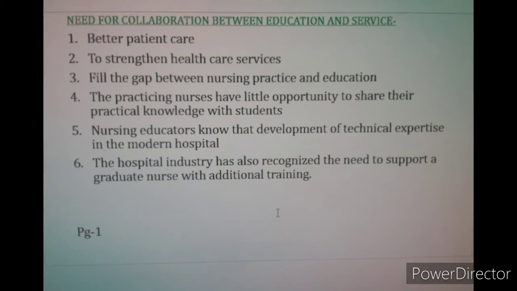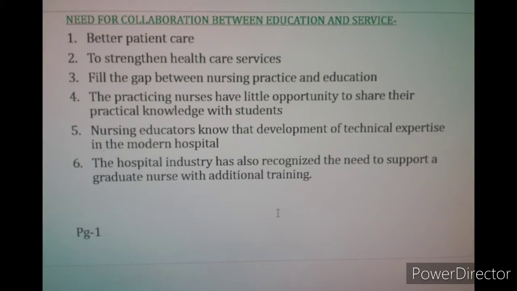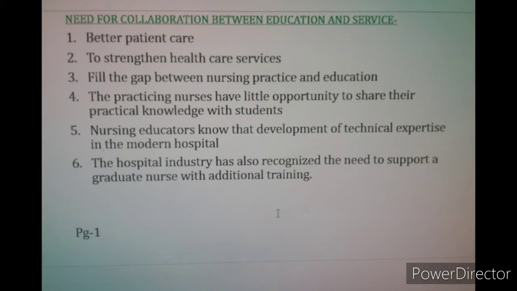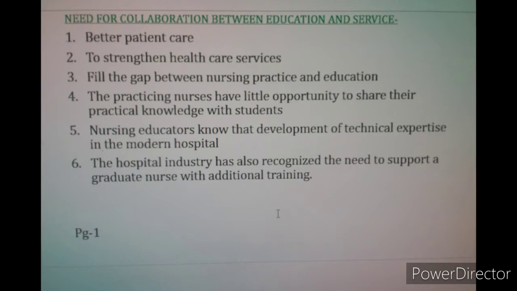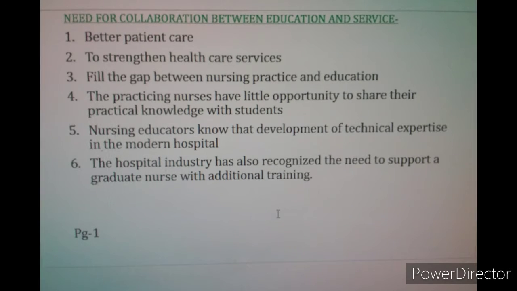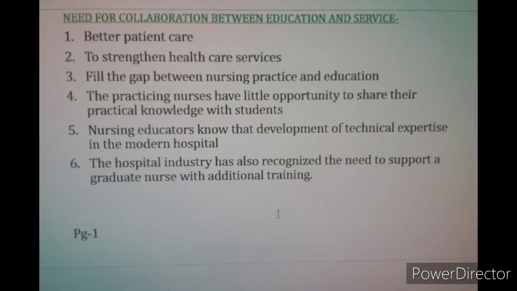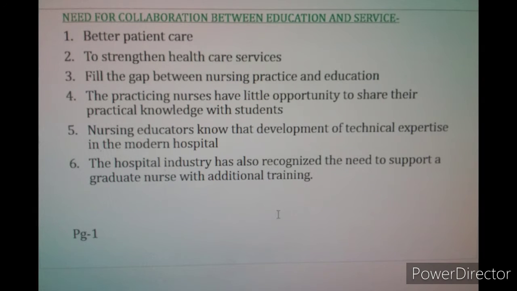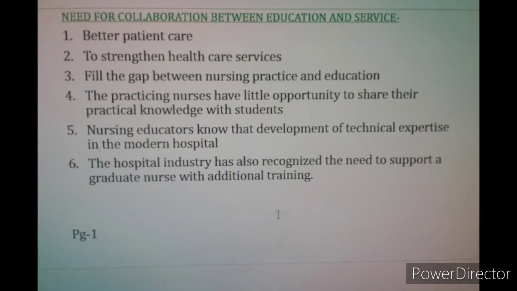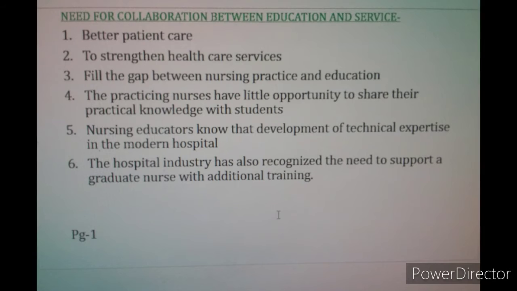The most important thing is better patient care, so that it will help the patient to improve in his life, or the patient's recovery will become fast, because a qualified nurse is going to take care of the patient. Second point, to strengthen the healthcare services.